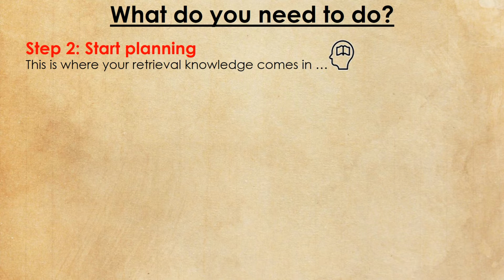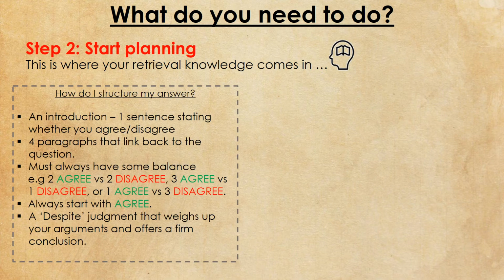Come up with a little plan in your head, and this again is where your retrieval knowledge is going to come in, because the more you've practiced retrieving that knowledge at home as part of your revision, the easier you will find it to recall it in the exam, because it will be embedded in your long-term memory. So how do you actually go about structuring the answer to this question? Well, unlike the 9-mark and the 10-mark question, you are going to need an introduction for this. However, the introduction for the 18-mark question is really, really short. It's one sentence, simply using the wording of the question, stating whether you agree or disagree.